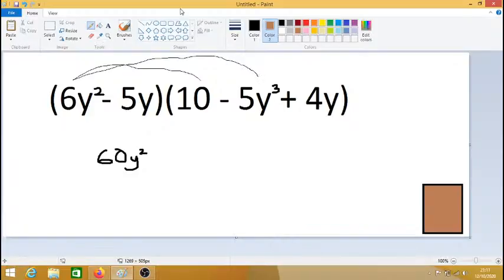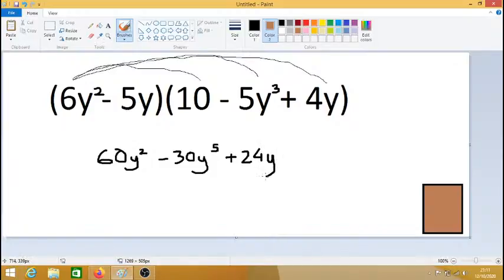6y squared times minus 5y cubed. Again, nothing to panic about. The 6 times the minus 5, that's minus 30. Y squared times the y cubed, that's y to the power 5. The powers get added. And then the last one, it's 6y squared times the 4y. Again, if you do the number bit first, that'll be easy. 6 times 4, no mistake there, that's 24. And then y squared times y, that's going to be y cubed.